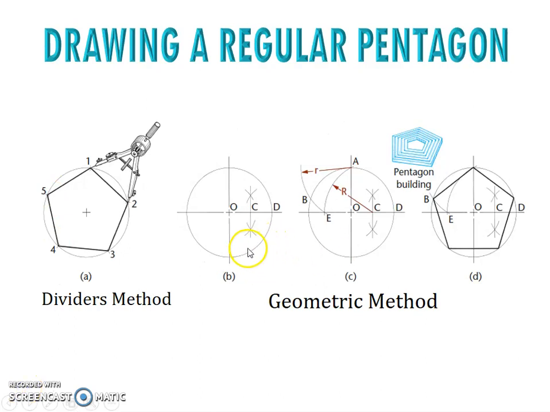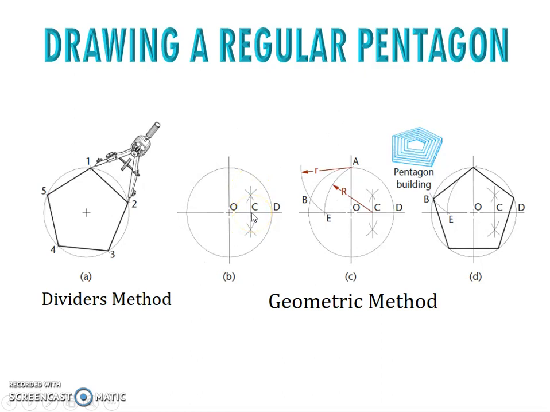Let's say you are given a circle and you have to draw a pentagon inside this circle. You draw the circle and divide it into this part. You will get point O for origin, and then point D. Then you bisect O and D in the center here by using the bisection method. Then you'll get this point C in the middle.